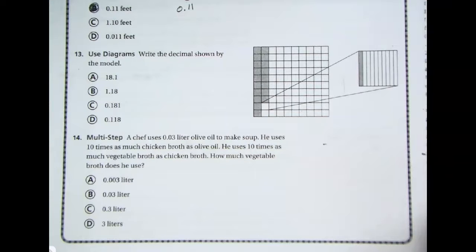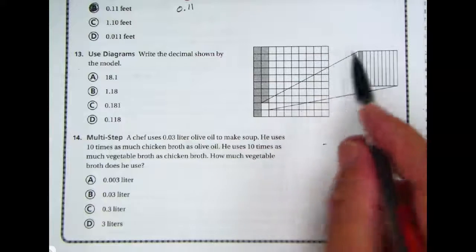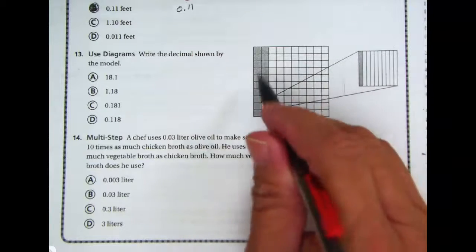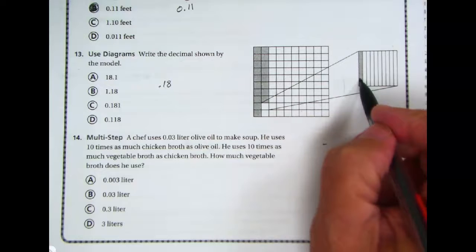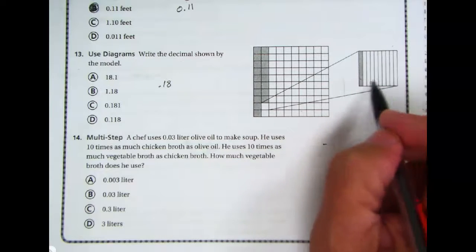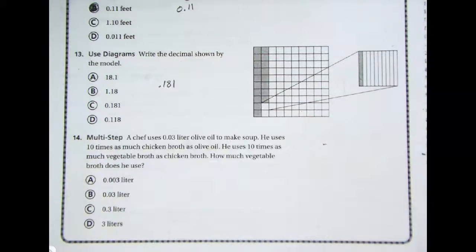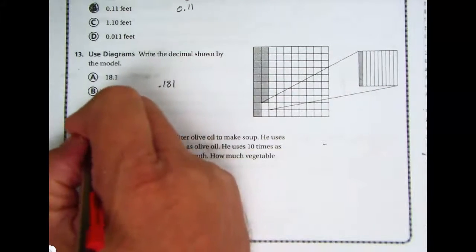13, write the decimal shown by the model. Well, if this represents one whole, you've got 1800ths there, and then one more in the thousandth spot. So that would be C.